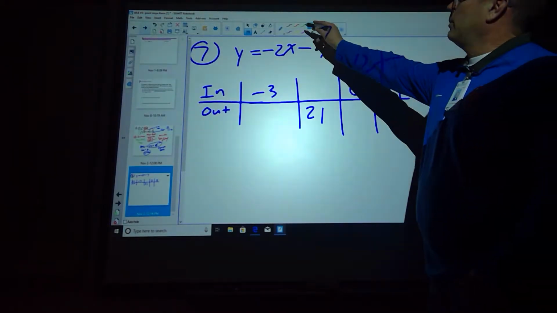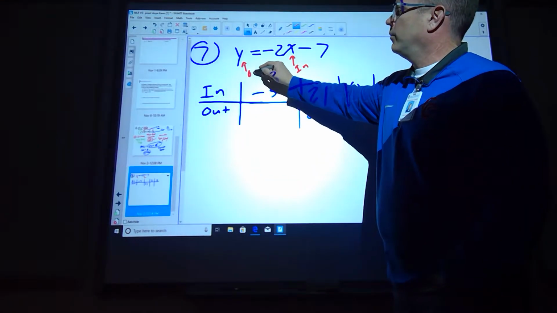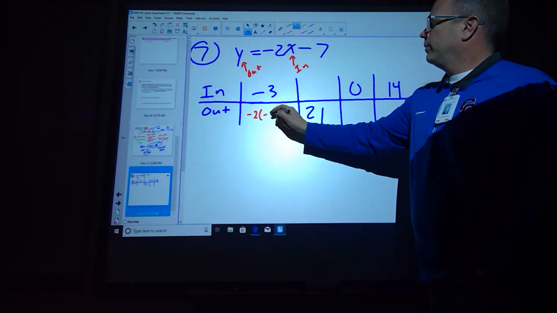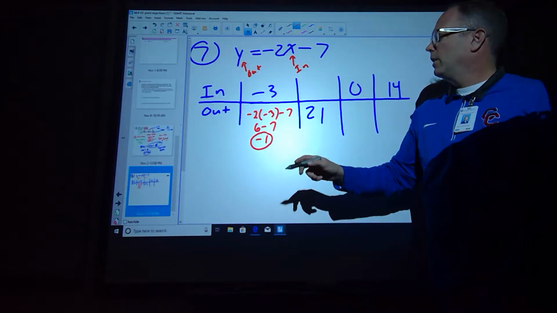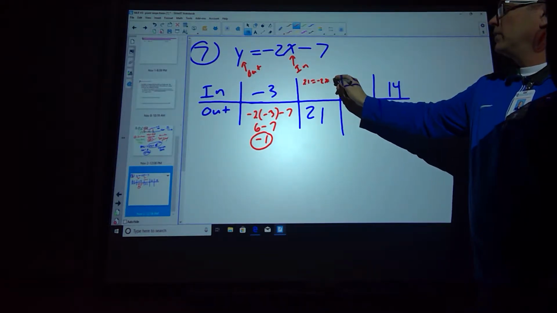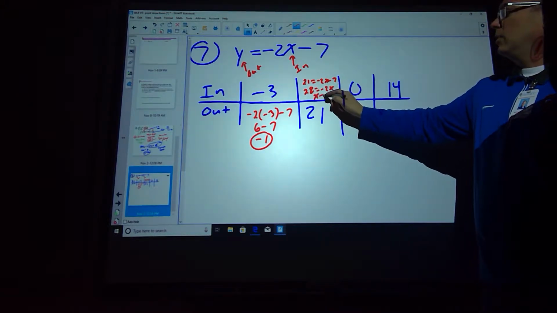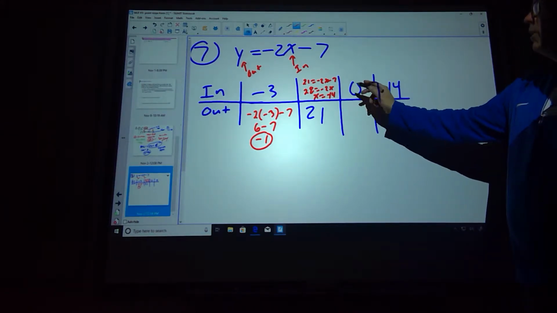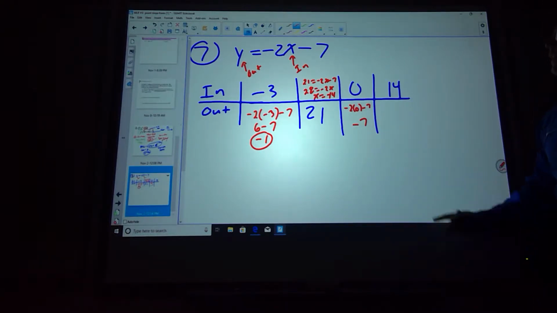All right, so on this problem, this will always be the input and this will always be the output. So the input here is, if you do the math, 6 minus 7, so you get negative 1 for an output there. This is the output, so this means I'm going to get 21 equals negative 2x minus 7. Add 7, so that's 28 equals negative 2x. So x equals negative 14. So that's how that works. This is an input, so that's going to be negative 2 times 0 minus 7. That just comes out to negative 7. And then input again.